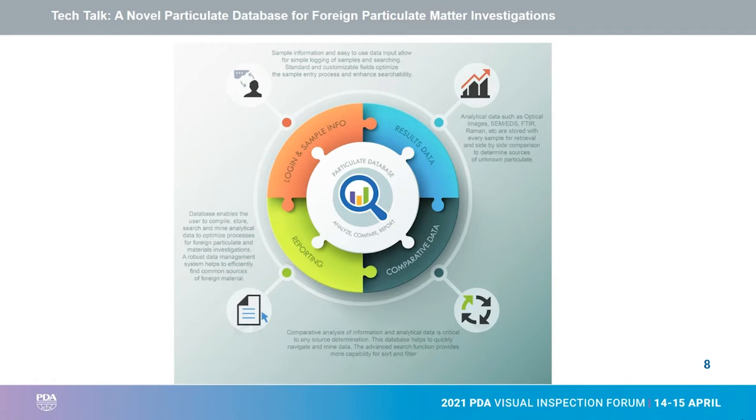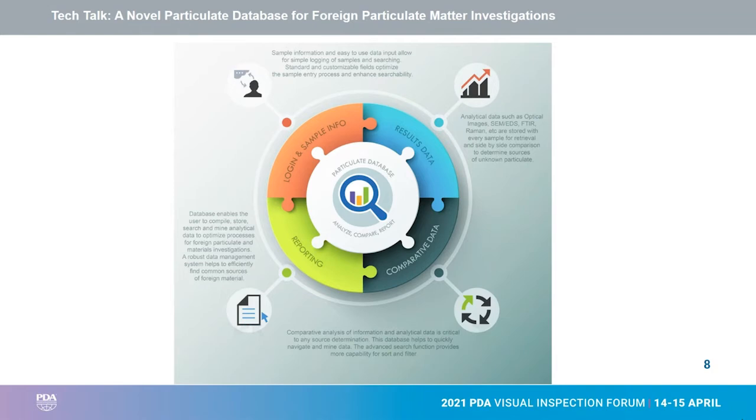So here's a bigger picture of a novel particulate database structure, where we would start in this login and sample information area. The sample information should allow for very easy input. It should be customizable to the different types of information that different laboratories or companies need to be able to track their searchability programs.